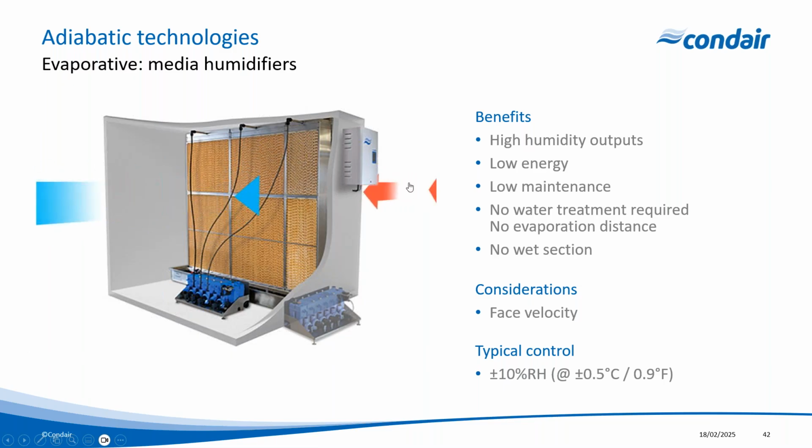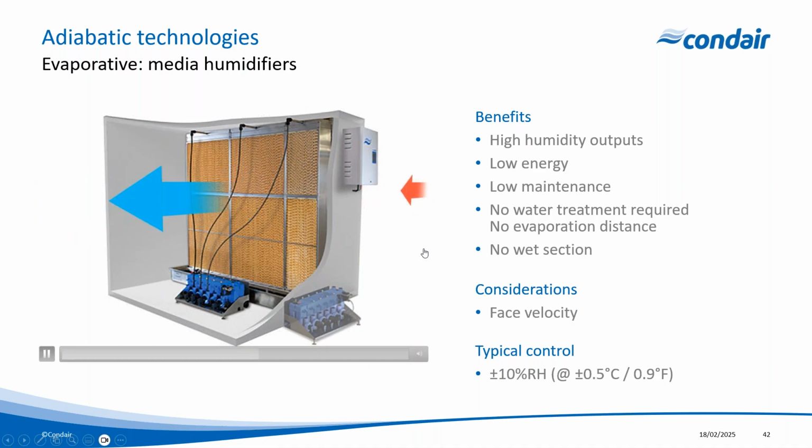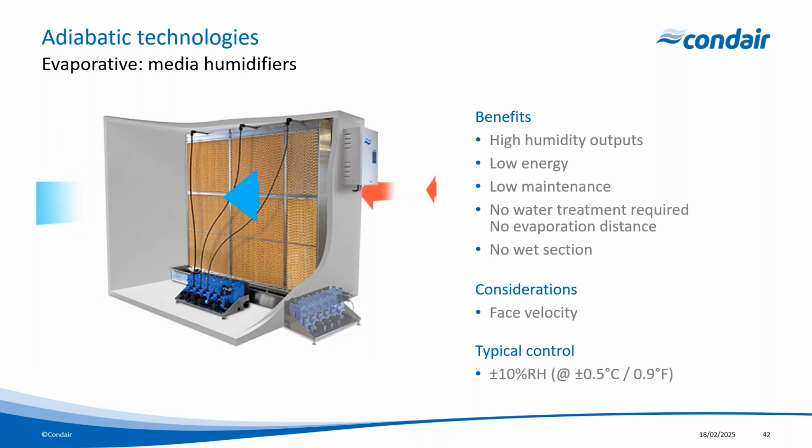Now on the design side, a couple considerations here. One of the main ones being media velocity, and then of course control accuracy. So media velocity or velocity onto the media will actually have an impact on the efficiency of the system, as well as the potential for carryover. So when we're talking about efficiency here, it's how much water can we evaporate into the air and how far up that line of constant enthalpy can we go.